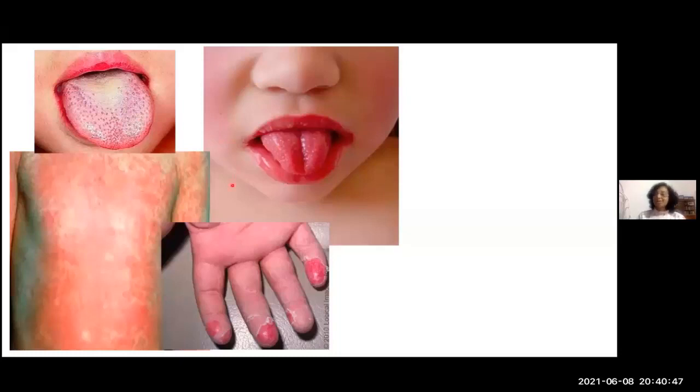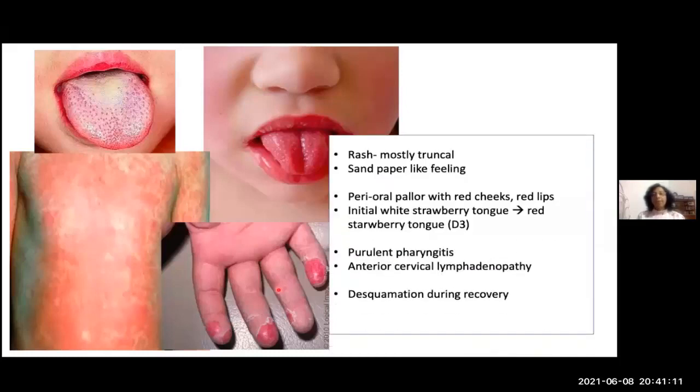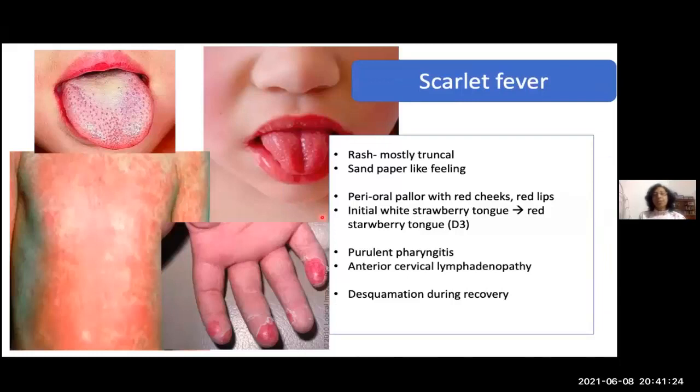So children have high fever to begin with, they are irritable, they develop this maculopapular eruption, and if you feel the skin, you will have a sandpaper-like feeling, and after a few days, you might see this skin peeling. So what is this condition? And you might also see perioral pallor, but in Asian children, you might not be able to appreciate that. Okay, so this is scarlet fever.